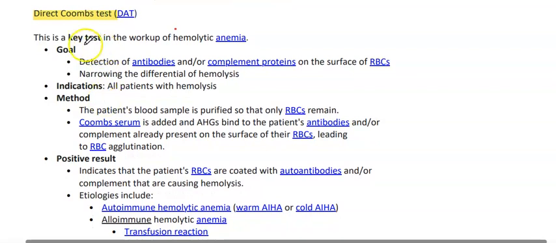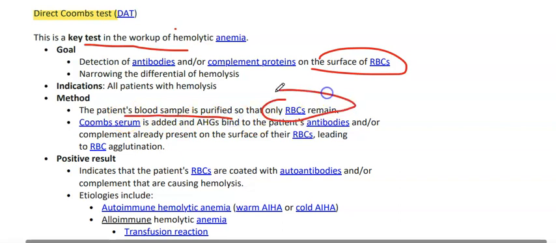Direct Coombs testing is a key test in the workup of hemolytic anemia. It detects antibody and complement protein on the surface of RBC, narrowing the differential of hemolysis. In this process, the patient blood sample is purified so that only RBCs remain. Coombs serum is added and anti-human globulin binds to the patient antibodies and complement already present on the surface of RBC, leading to RBC agglutination.